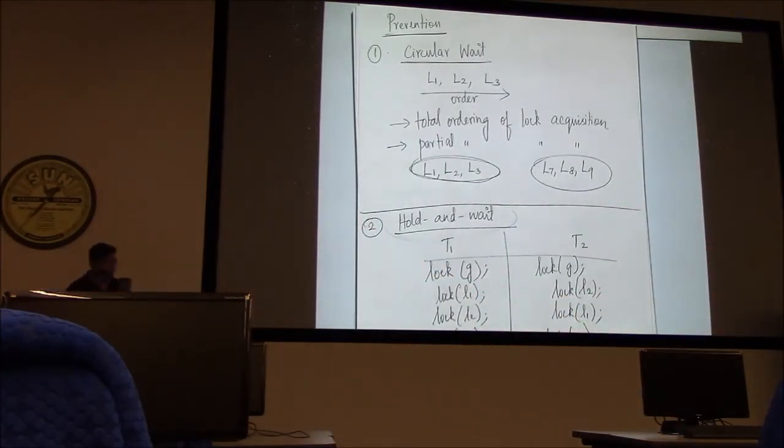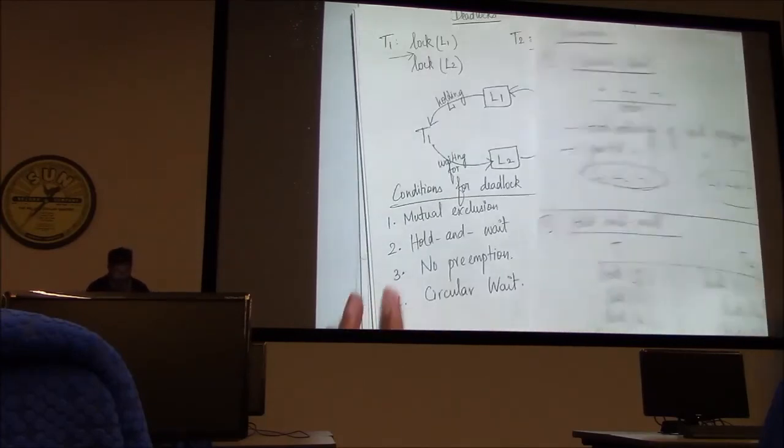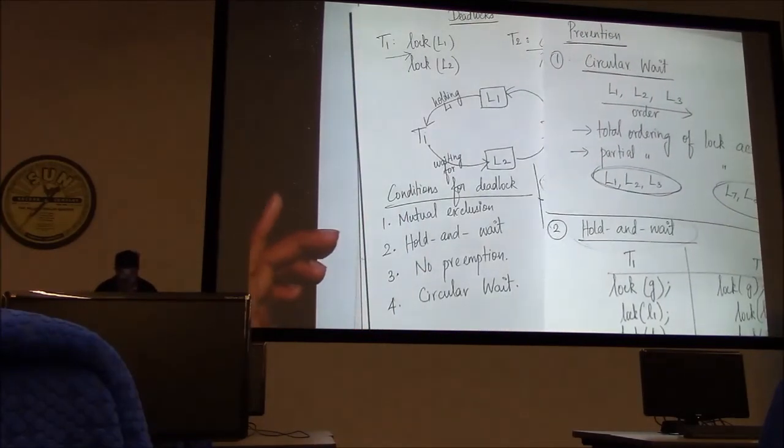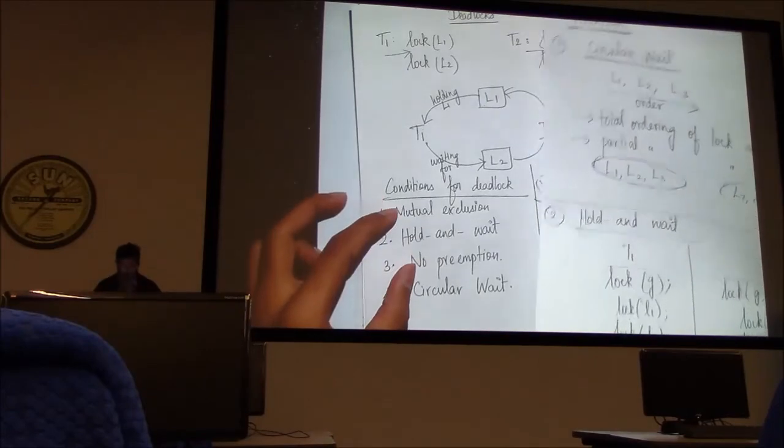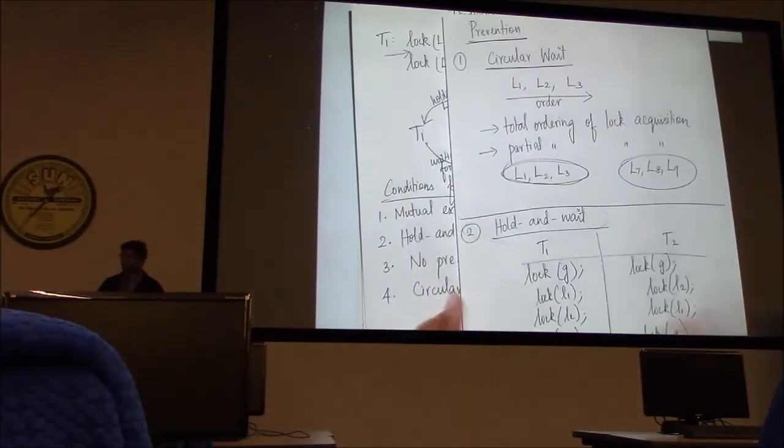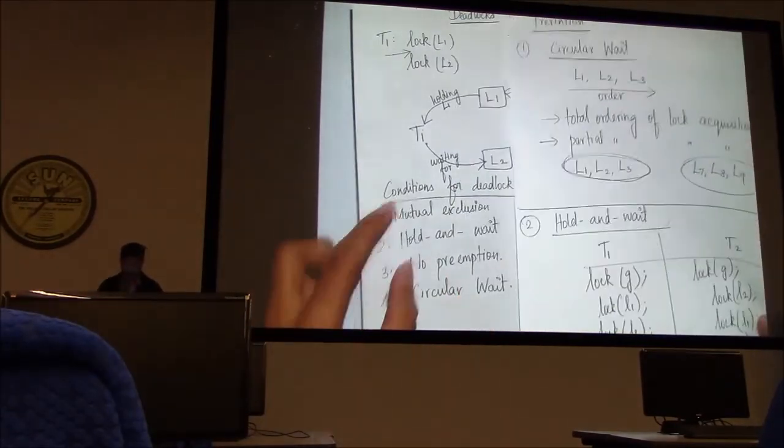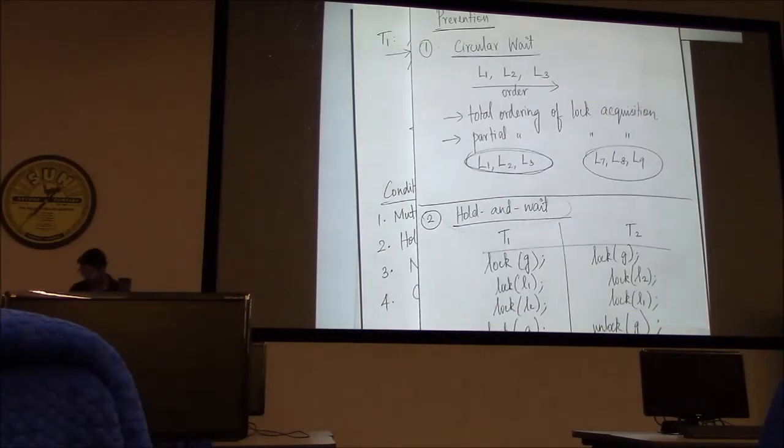We have two more solutions to attack the other two conditions, which are no preemption and mutual exclusion. I think we can take a break right now, and after the break we can finish that off.